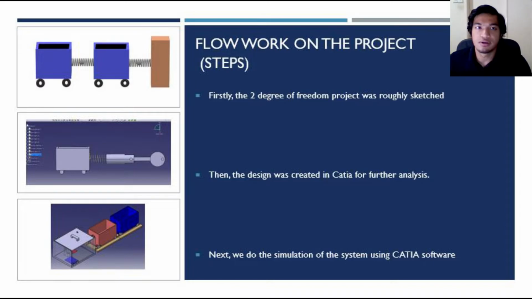For the workflow on the project, our team made a rough sketch of the 2 degree of freedom project, as you can see in the first photo on the left side here. Afterward, we designed using CATIA, as I mentioned in the methodology flowchart, where we do the 3D modeling using CATIA. Then we do a simulation of the system using CATIA software.